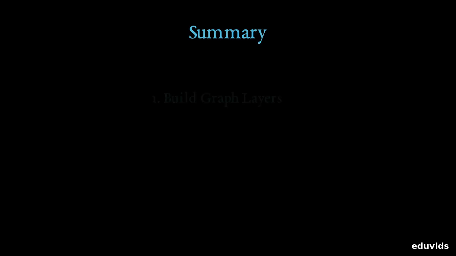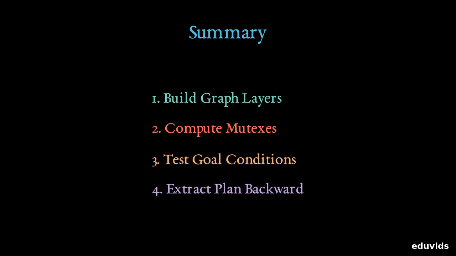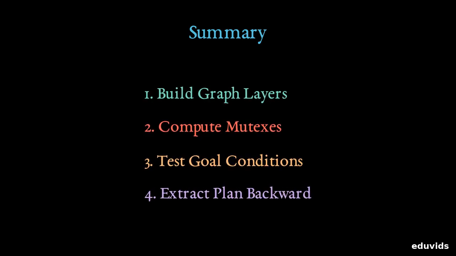This approach is powerful because it turns a messy search into a structured map. By identifying mutexes early, we stop the computer from wasting time on impossible paths. GraphPlan works by building a layered map, marking conflicts, checking for the goal, and tracing the path backward. It turns a giant maze of choices into a clear, step-by-step guide. By visualizing the constraints of your problem, you can find the shortest, safest way to reach any goal.